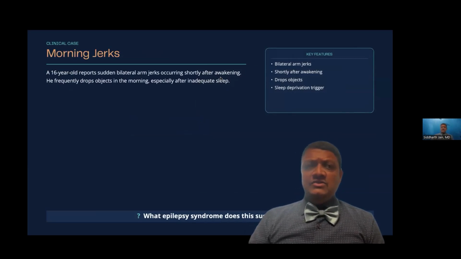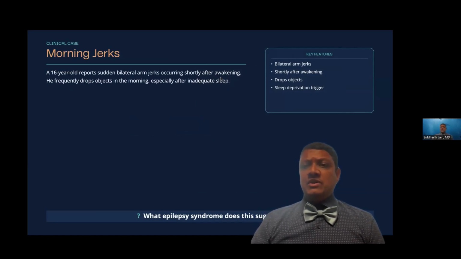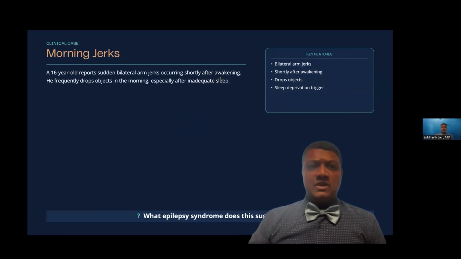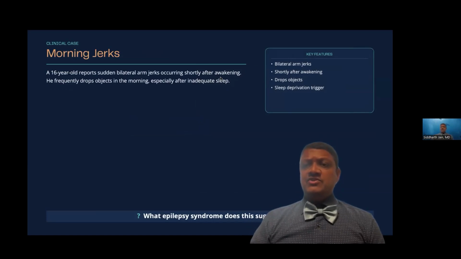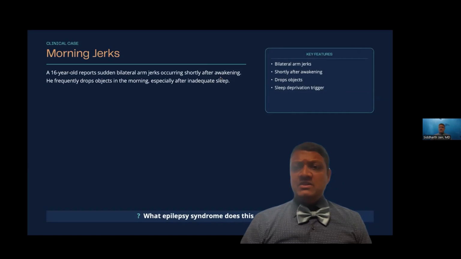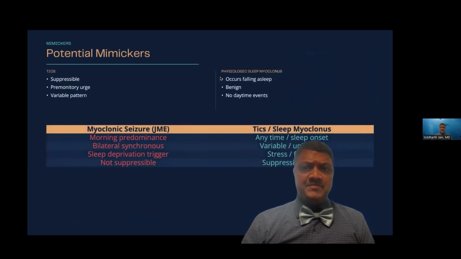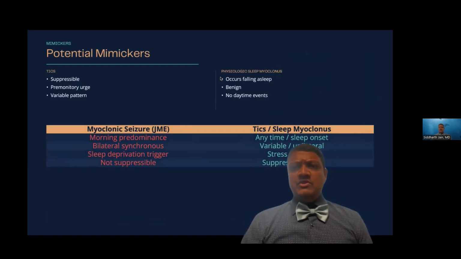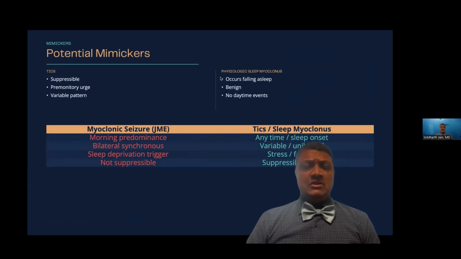Next is a 16-year-old girl who comes in with brief jerking movements of both arms happening in the morning. There's no loss of consciousness. She's dropped her phone a few times. The jerks are worse after sleep deprivation, like staying up studying late or gaming. And there is a family history of epilepsy. Is it just tremor? Is it psychogenic jerks? Is it just myoclonus or a myoclonic epilepsy?